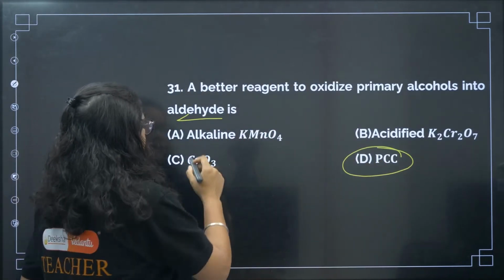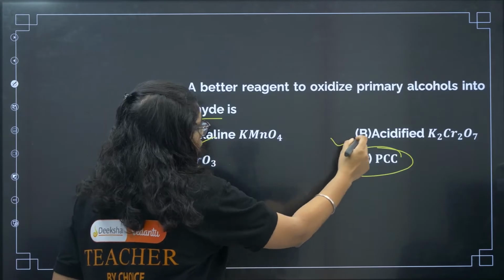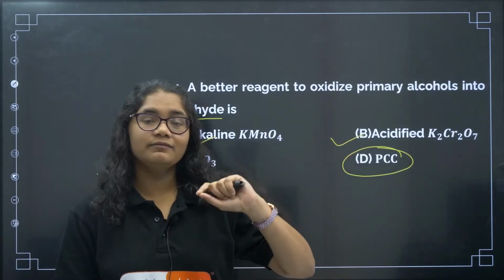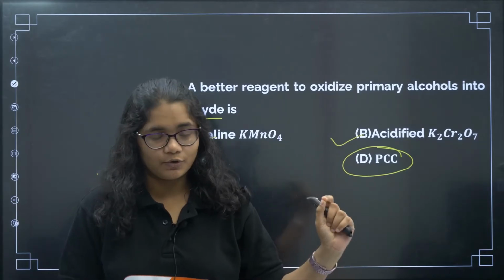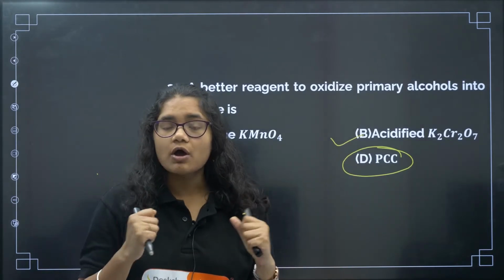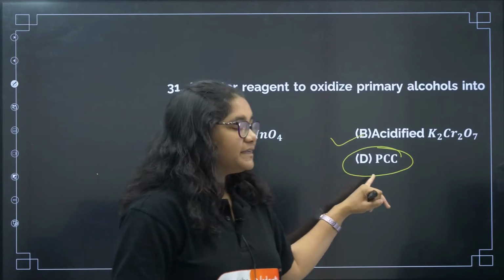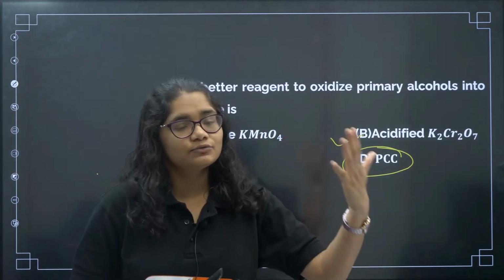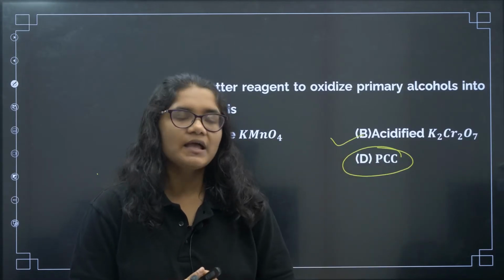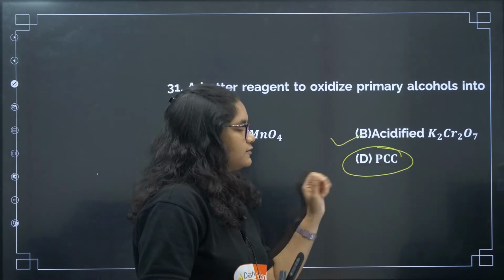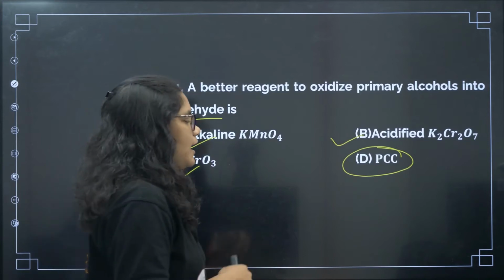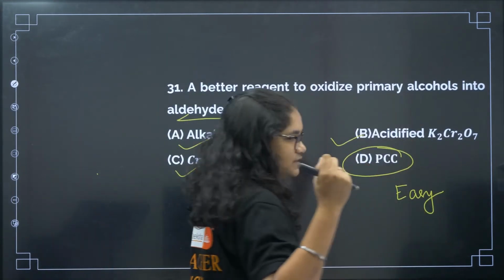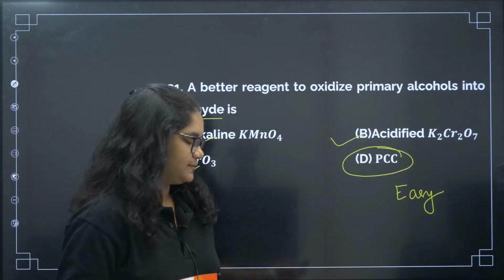If you treat with alkaline KMnO4, CrO3 or acidified K2Cr2O7, then what will happen? The primary alcohol will get converted to acids, because it is a very strong oxidizing agent, whereas PCC is a mild oxidizing agent. So it will convert the primary alcohols to aldehydes or ketones. So that is why the correct answer for this question is option number D. I think this question was quite easy and direct, and we just need a fraction of seconds to solve this.